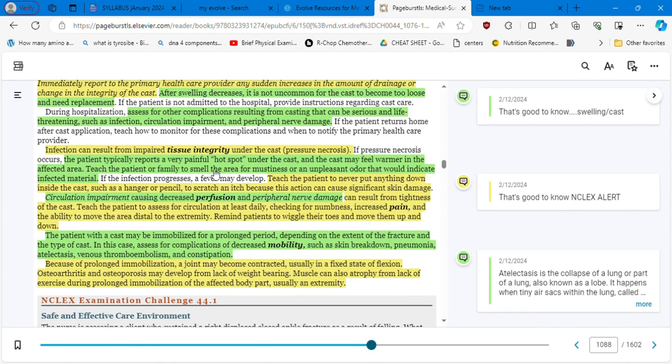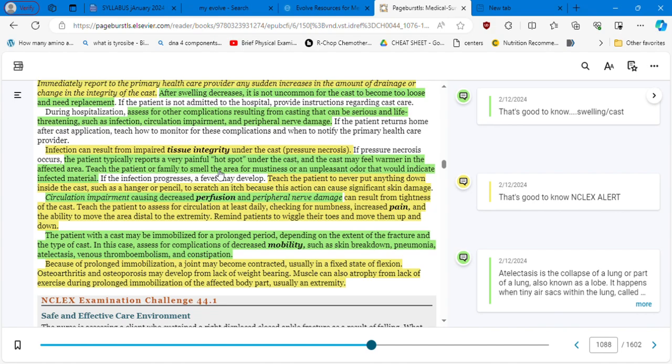Impaired tissue integrity under the cast can result from pressure necrosis. So the patient typically reports a very painful hot spot under the cast, and the cast may feel warmer in the affected area. Can you believe that? The cast may feel warmer.